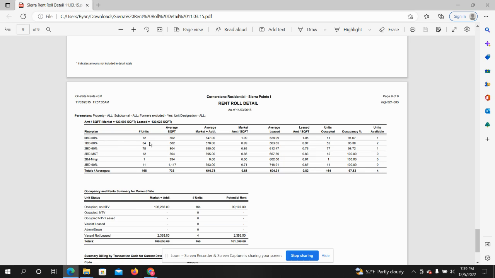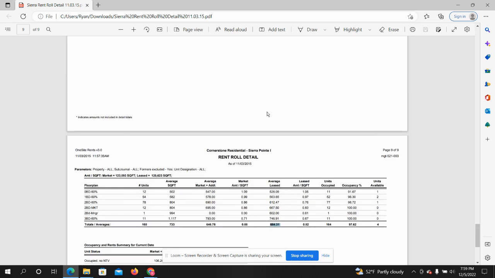And I'm also noticing it's giving me my breakdown of units right here: 12 studios, 54 one bed, 78 two bedrooms, 12 two bedrooms market. Let's not worry about these designations. That's on another level that we'll talk about later. But the point is, it gives me my average leased rents for each floor plan and as a total. Okay. If they don't give you a total, then you need to go figure that out.